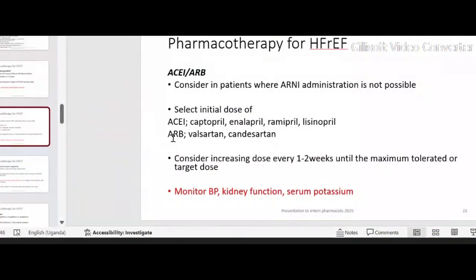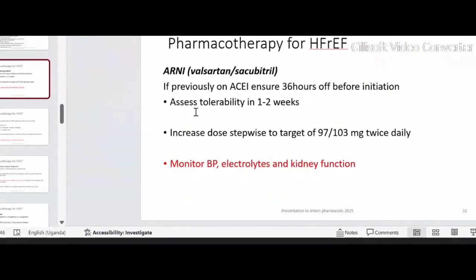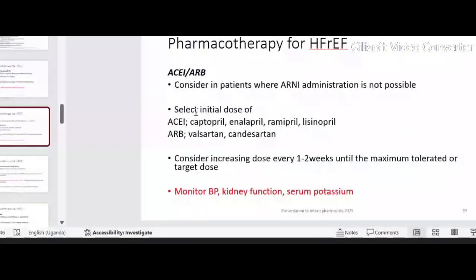Remember, we don't give both at the same time. We also don't do this together with what? With this at the same time. That's why we are saying this washout period. Are you seeing? We don't give those drugs together. They're in the same class.